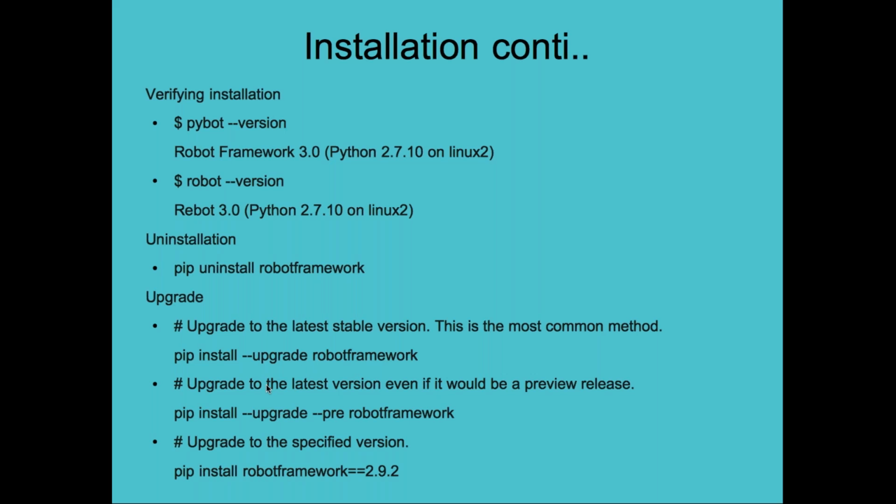robot framework. So this will upgrade to the latest version. So if you are on a lower version and want to upgrade to the latest, you can give it like this. Or else if you want to install a specific version, you can give pip install robot framework equal to 2.9.2. So this will install the specific version.